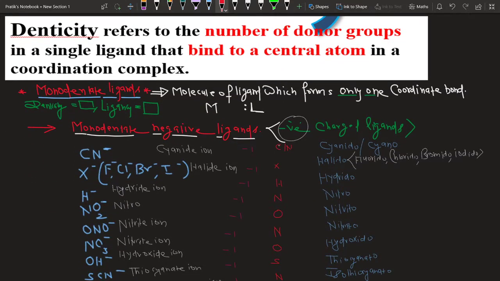Now students, see how denticity is defined in science. Denticity refers to, and it's very important, the number of donor groups in a single molecule of ligand. Denticity refers to the number of donor groups in a single ligand that bind to a central atom in a coordination complex. On this basis, we will first discuss monodentate ligands.